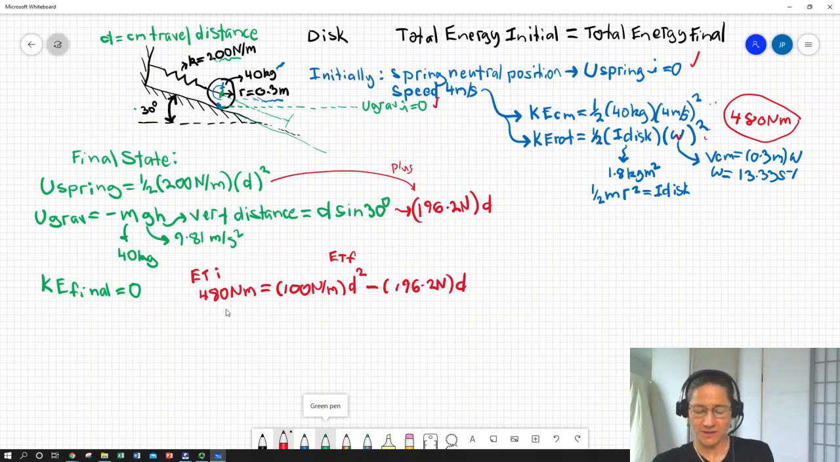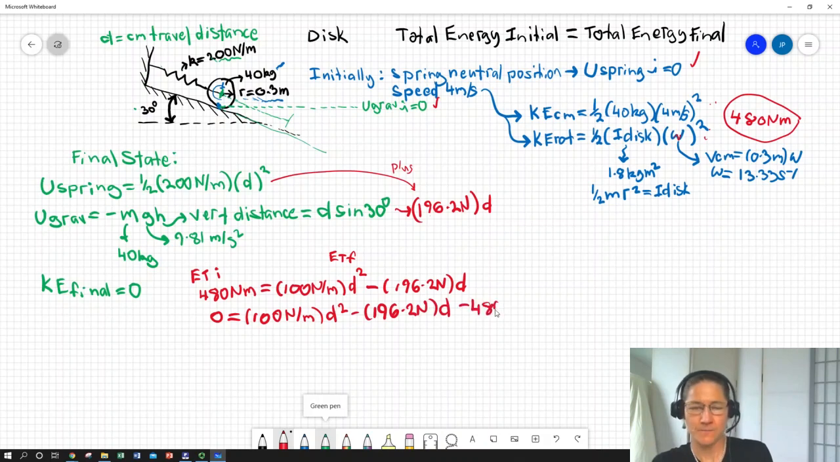So all we have to do now is take the 480 newtons to the other side, and we end up with a quadratic equation that we can solve. 100 newtons per meter d squared minus 196.2 newtons d minus 480 Newton meters. We can do a quick units check. We have newtons per meter and we're going to multiply by a linear distance in meters. We'll end up with Newton meters, and then newtons times d will give us Newton meters. So we have consistent units.